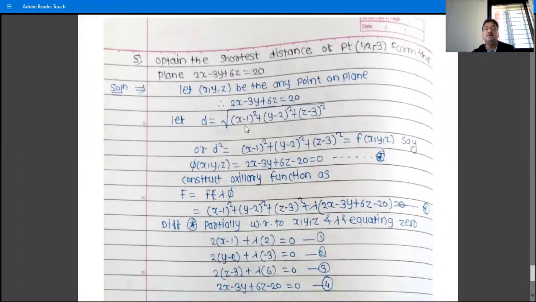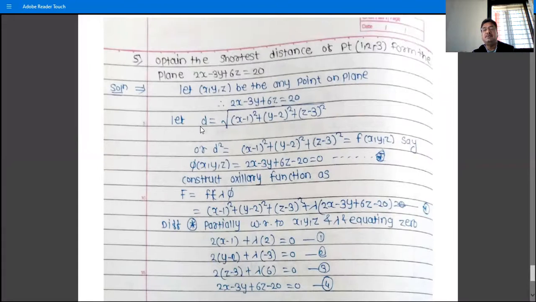And we have to make this d minimum, the shortest. That is, we have to find the shortest distance of the point from the plane. That is, we find the perpendicular distance of this point from this plane. Perpendicular distance of the point from the plane means the shortest distance. So suppose x, y, z be any point on this plane.